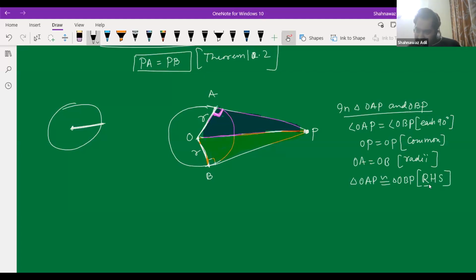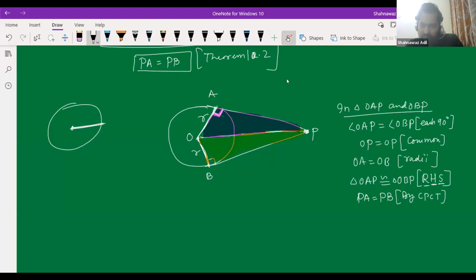We have a right angle. This is the right angle. We have a hypotenuse, and then we have a side. So by RHS, they are congruent. So then what can we write? Then we can write PA equal to PB by CPCT. That is how we prove why these tangents are equal.